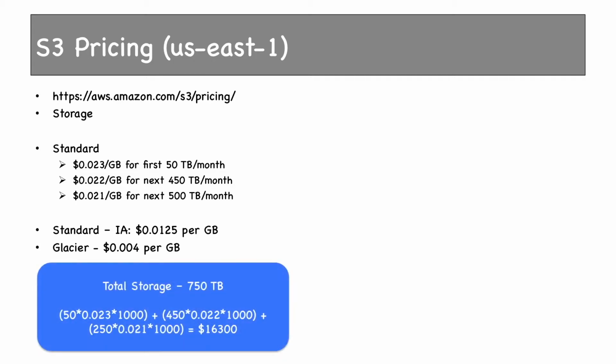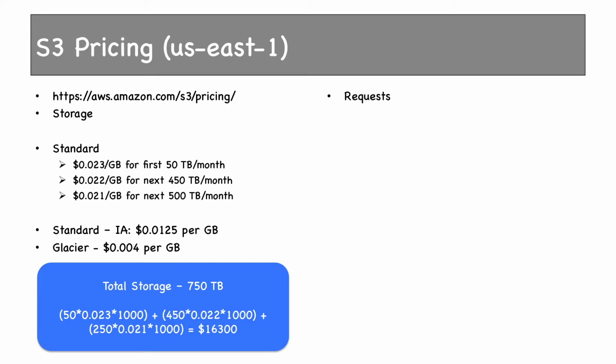Let's take an example. Suppose you are storing 750 terabytes of data in S3. What would be your monthly cost? For the first 50 terabytes, it would be 50 into 0.023 into 1000, because it is $0.023 per GB, and 1000 GB is equal to 1 terabyte. Similarly, for the next 450 terabytes, it would be 450 into 0.022 into 1000. For the next 250, $0.021 into 1000 into 250. So it comes out to be $16,300 per month.